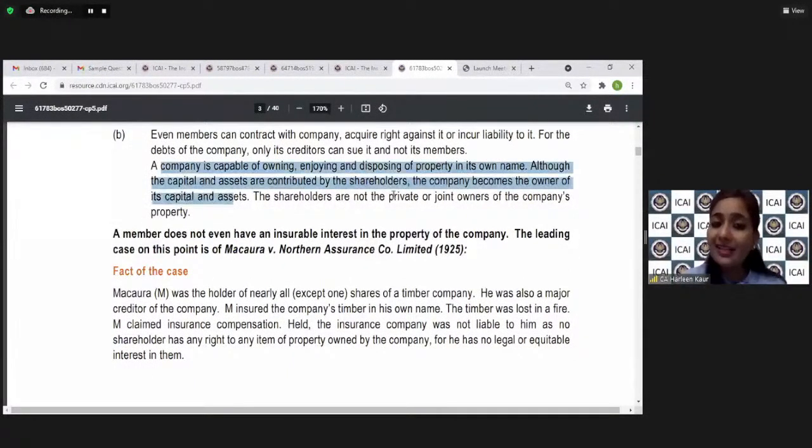Although the capital and assets are contributed by shareholders, which means although Macora only bought this timber, the company has become the owner. You took the corporate existence, the status of a company. So shareholders are not the private and joint owners of the company's property. इस पैराग्राफ को important mark कर इस case law को learn करना. So its conclusion, this case law relates to this paragraph.